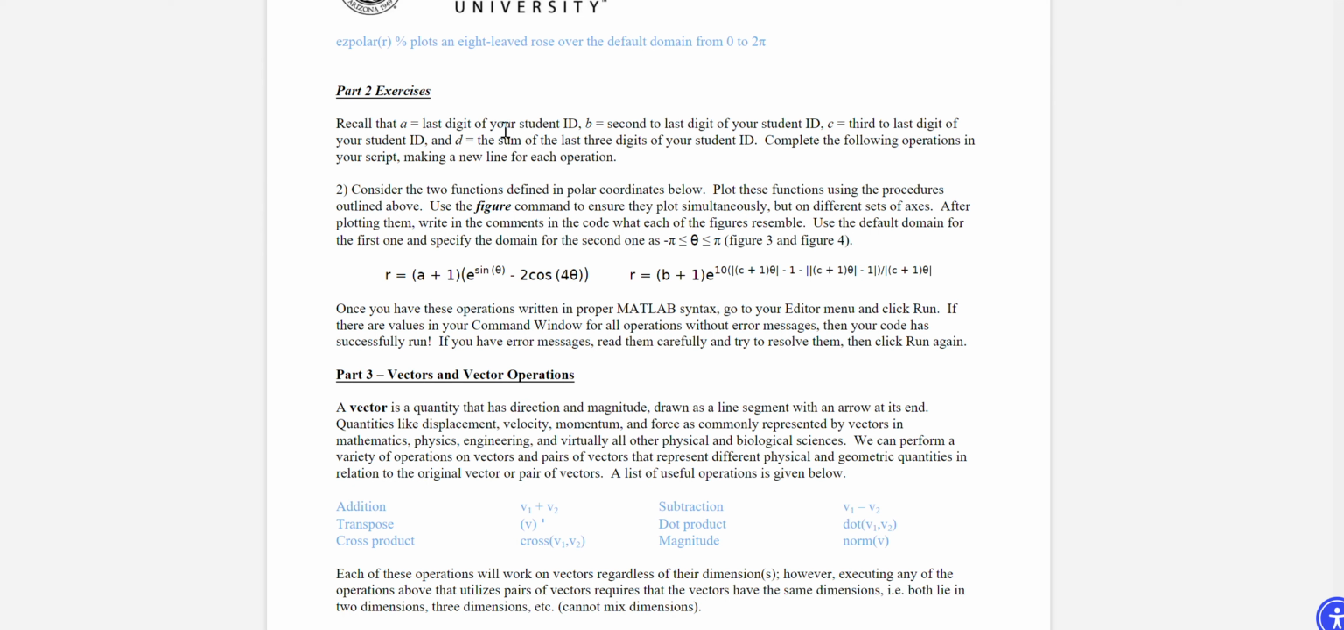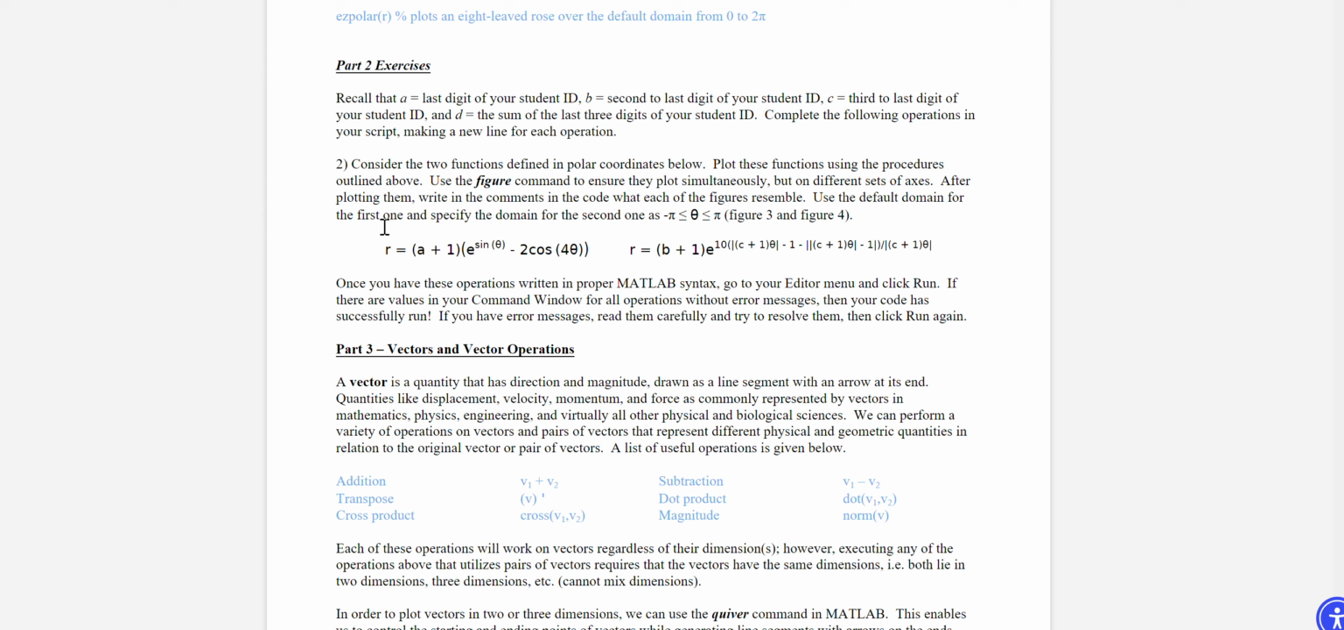Part 2 exercises, recall, we have this already listed. So we're looking at, this would be considered 2. It looks like there's only one part. So let's see. Consider the 2 functions defined in polar coordinates below. Plot these functions using the procedures outlined above. Use the figure command to ensure they plot simultaneously, but on a different set of axes. And so just so you know, it's still 2 different figures. I mean, it seems a little confusing there. It wants a figure 3 and a figure 4. It does not want them on the same graph. I understand that could be a little confusing.